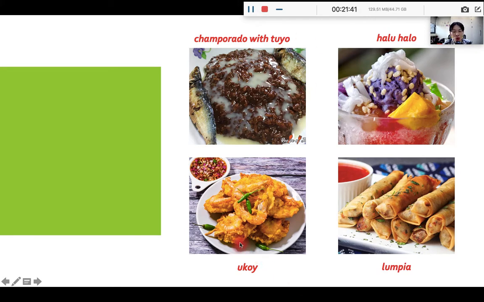And this is yukoi. So this is prawn, okay? And lumpia, similar to our spring roll. And halo-halo, very similar to the shaved ice on Yongkang Street, or similar to the milkshake like we see in other countries. Okay, so these images should help you visualize the dishes even better.